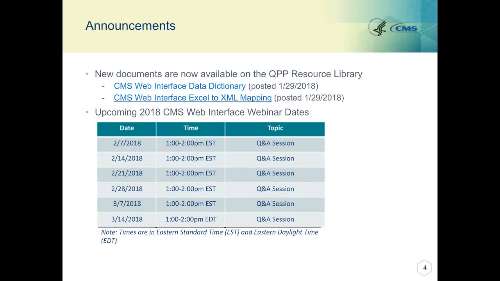So we have some updates and announcements we would like to share with everyone. We do have some new documents that are now available in the QPP Resource Library. They include a data dictionary, which is a document intended to further assist users as they prepare to report data using the CMS Web Interface Excel template. The information contained in the data dictionary reflects elements from the Web Interface Excel template.